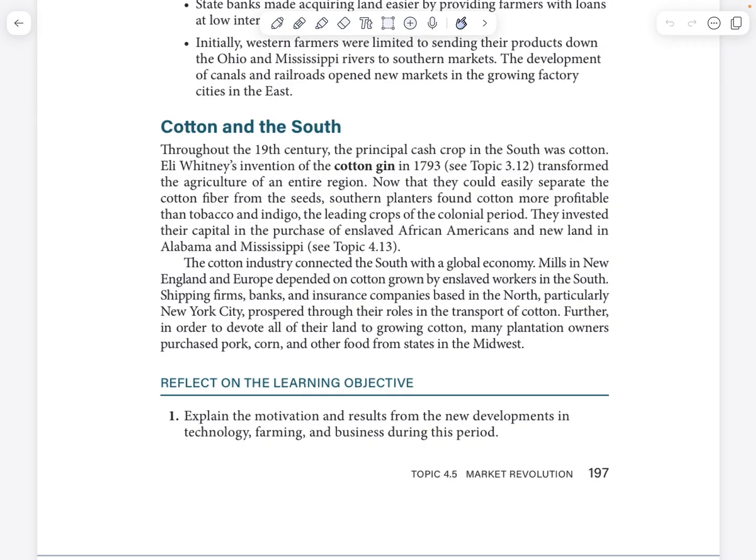the transfer of cotton. Further, in order to devote all of their land to growing cotton, many plantation owners purchased pork, corn, and other food from states in the Midwest.